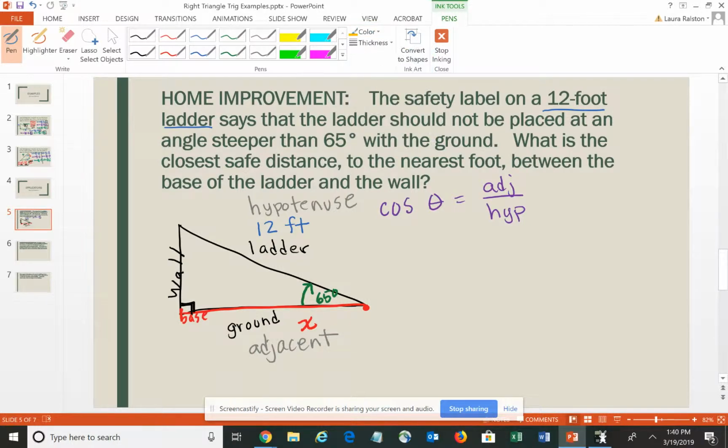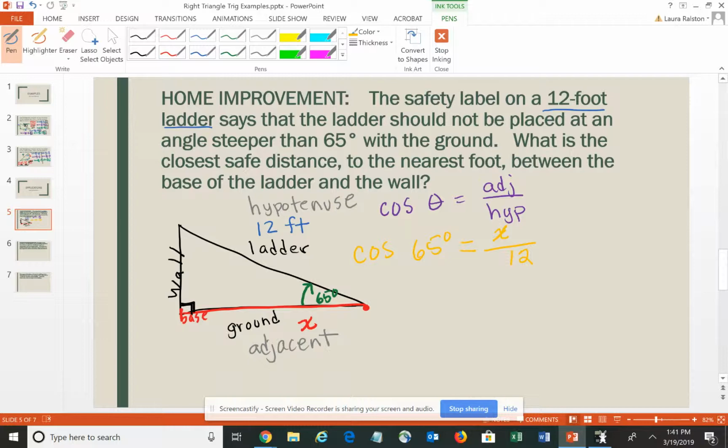I'm going to substitute in what I know. I know that my angle is 65 degrees. Okay, so I have the cosine of 65 degrees, that's my angle, is equal to, I don't know the adjacent side. Okay, so not knowing the adjacent side, that's my unknown or my x, over the hypotenuse, which is the 12.